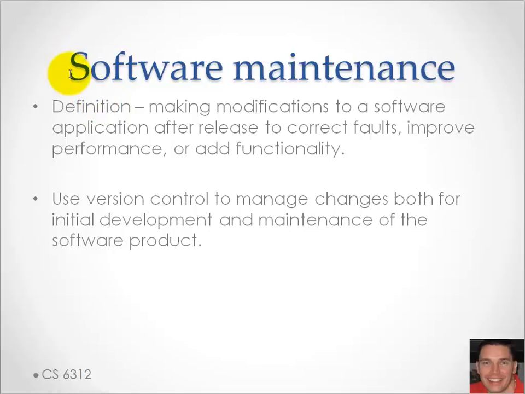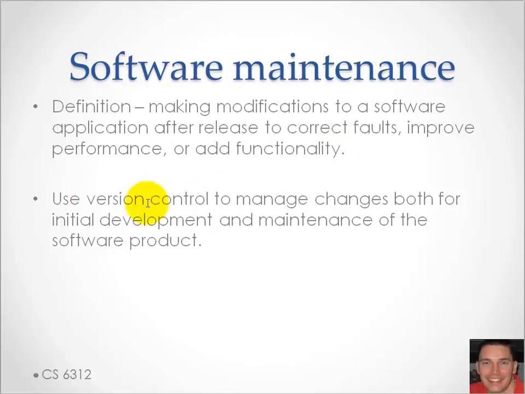So this is where we get into the software maintenance process. As we're developing, or as we've released our product and we need to come back and modify it, whether that's correcting any bugs or faults in our system, improving the performance somehow, or adding new functionality, we're going to want to check those changes into our version control system so we can monitor and track how our system has evolved over time.